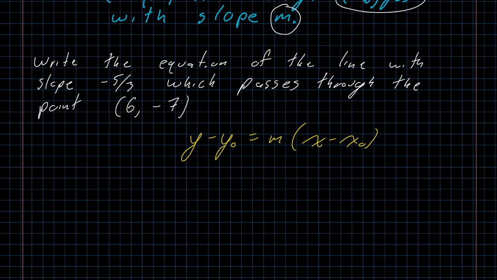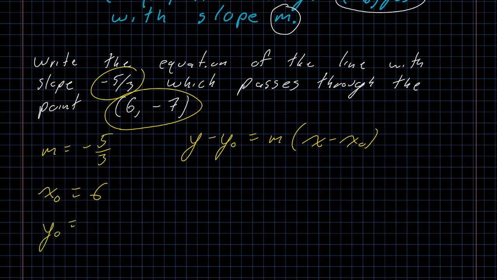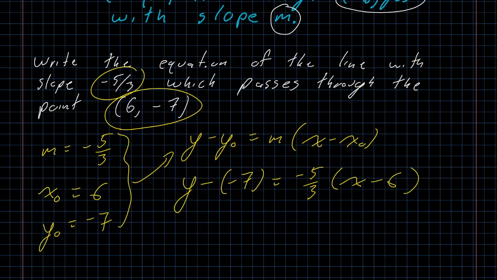I am going to note that my slope here is -5/3. I'm going to note from my point that x naught is 6, y naught is -7. I'm going to put those things into the formula to get y minus -7 is equal to -5/3 times x minus 6.